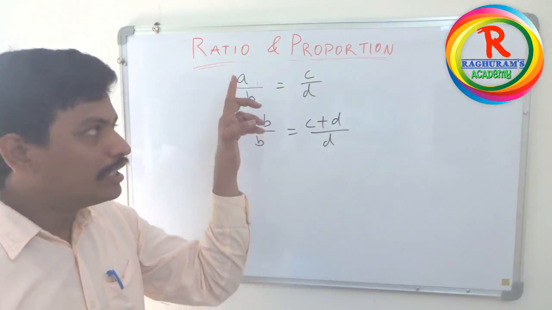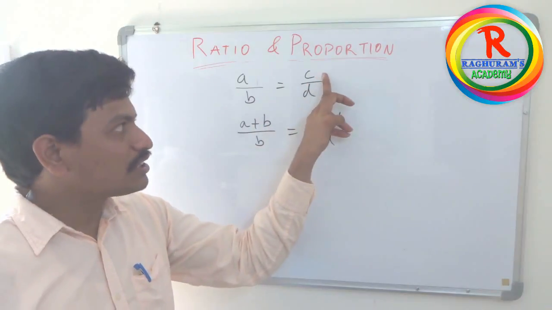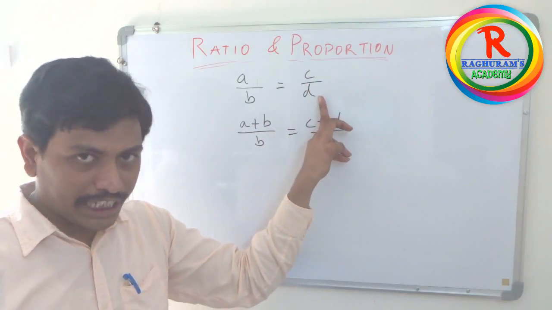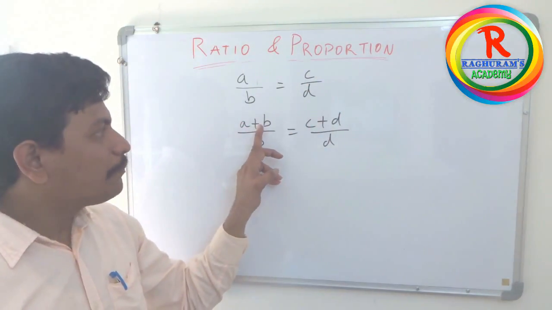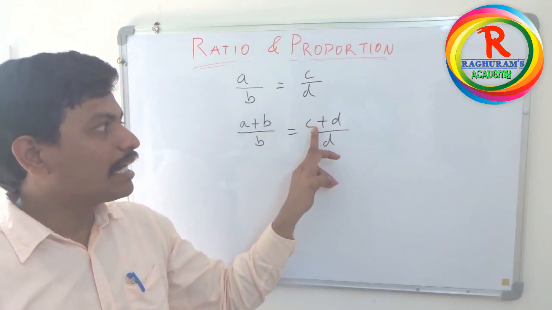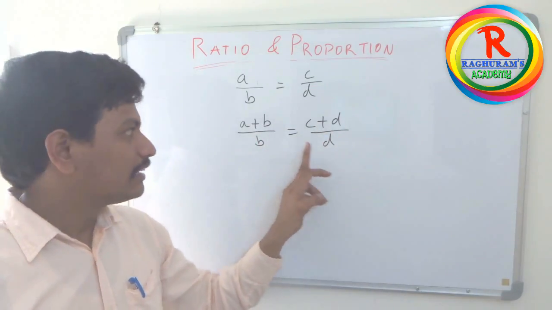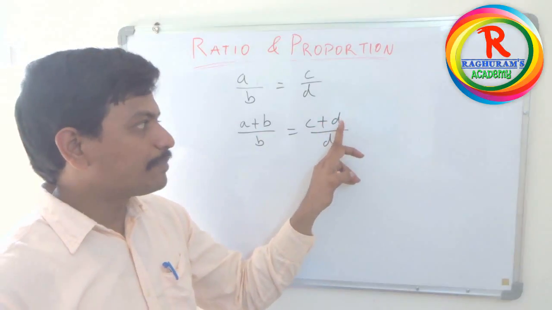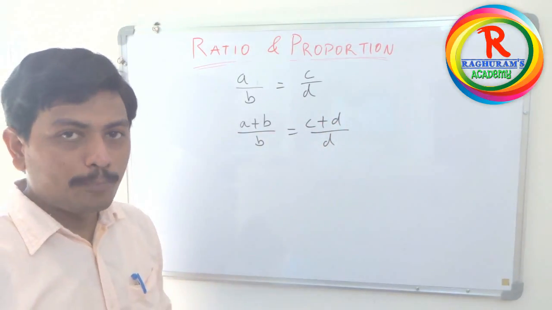So if A is to B is equal to C is to D, that is, they are in proportion, then by componendo, A plus B is to B is the same as C plus D is to D, that is A plus B by B is equal to C plus D by D. So this is called componendo.